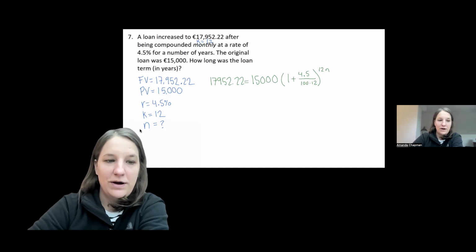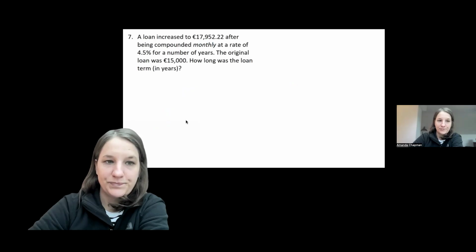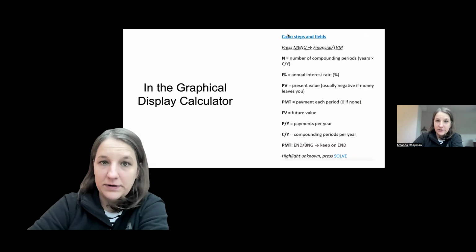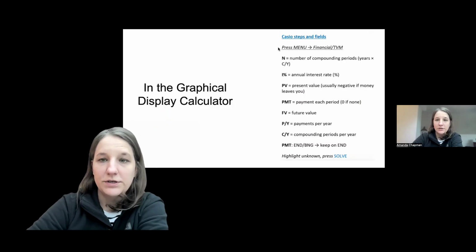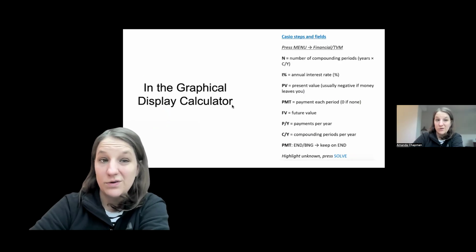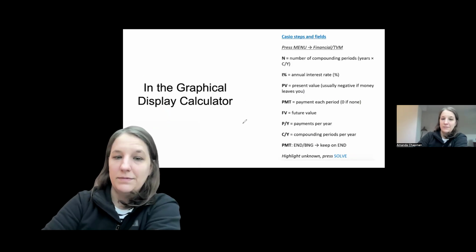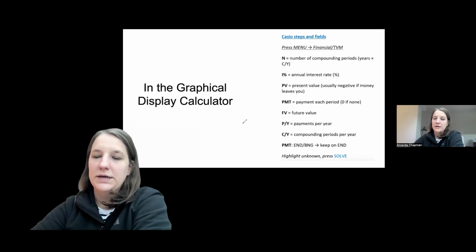So things to know how to solve this in the calculator. Okay, so in your Casio, and I think everyone here has the Casio, not the TI, you are going to have to go to financial math, and here's what everything in there stands for. So I would copy down solving in calculator and copy down these things, and then I'm going to show you this problem in a calculator.